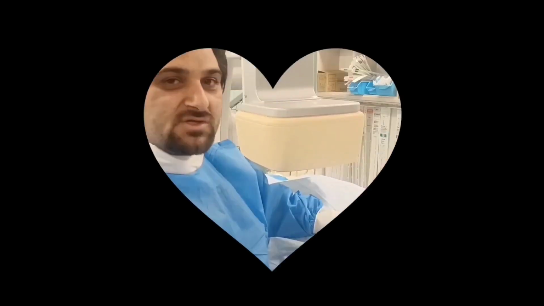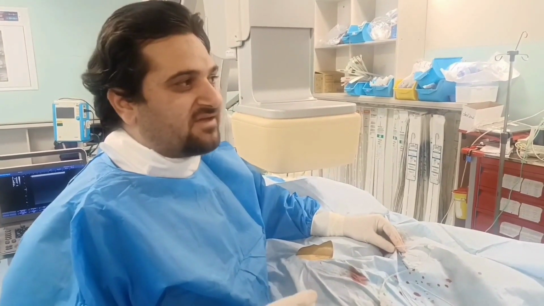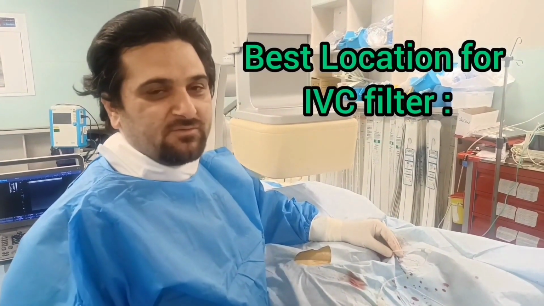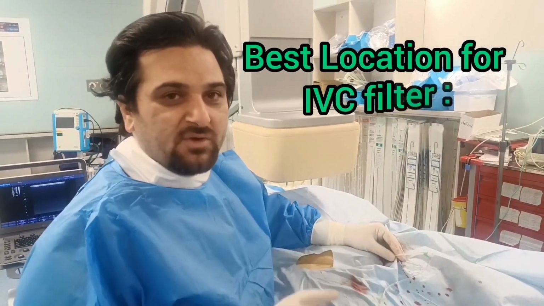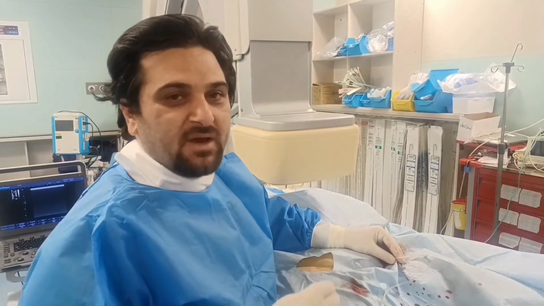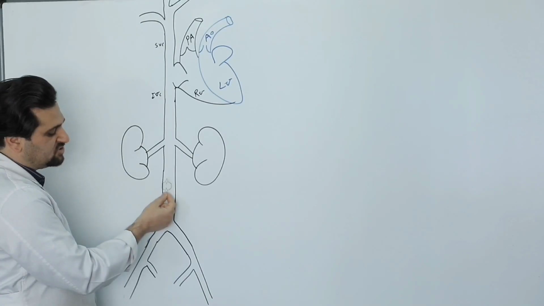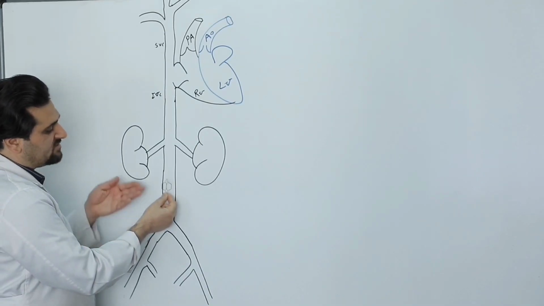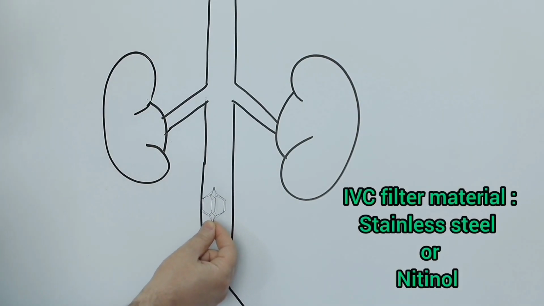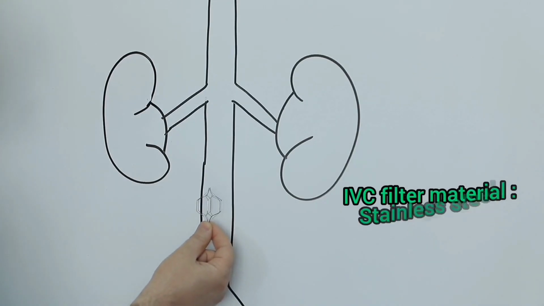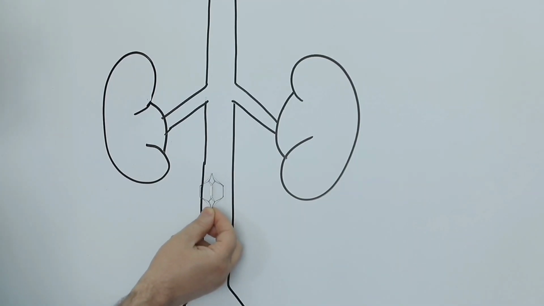Now, regarding the placement of an IVC filter, first we need to know where exactly we should place this filter. The appropriate location for placing the IVC filter is between the renal veins and the iliac bifurcation. When it is placed here, it blocks any thrombus that tries to move upward from the lower limbs. The IVC filter is a metallic device made of stainless steel or nitinol, and as you can see, it does not completely block the vein. Due to its mesh and network structure, it only stops large thrombi.